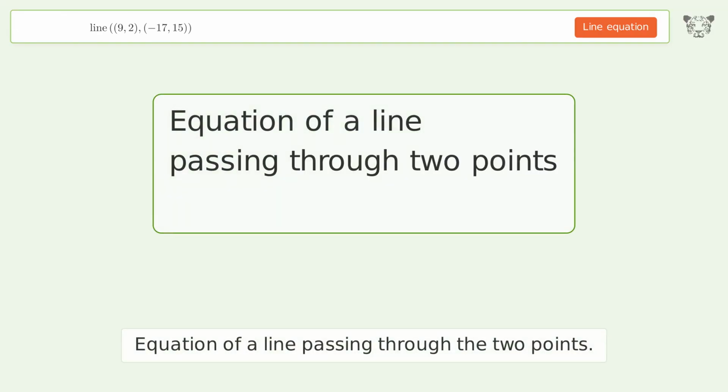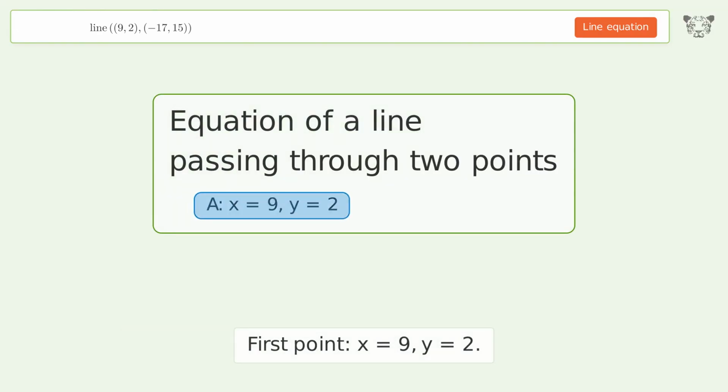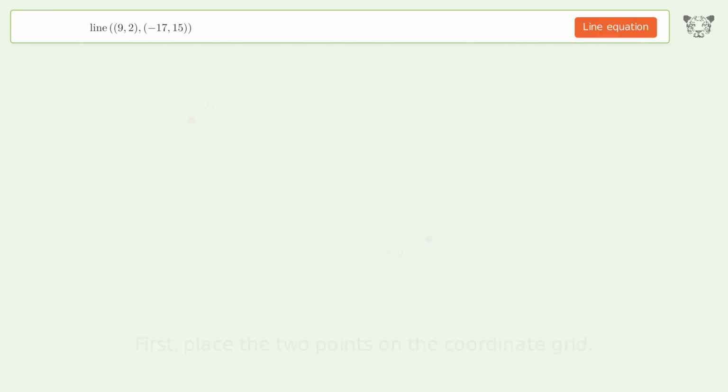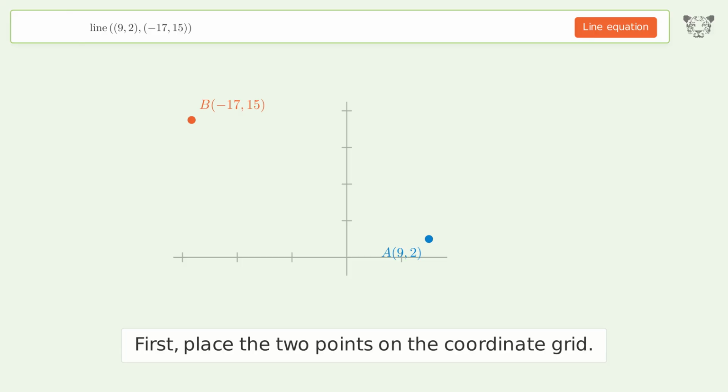Equation of a line passing through 2 points. The first point has x equals 9, and y equals 2. The second point has x equals -17, and y equals 15. First, place the 2 points on the coordinate grid.